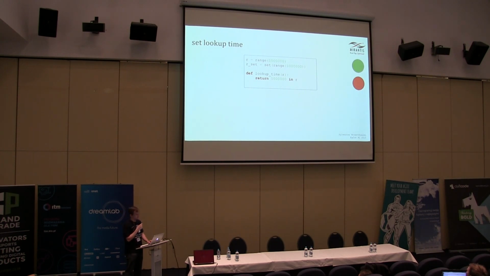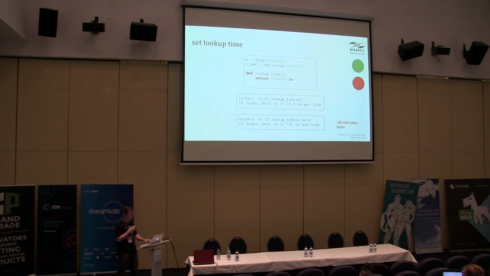And we have here something really nice. In the first line we have a list, and in the second line we have a set, and we're trying to measure the lookup time. We have 16.2 milliseconds for only 10 loops, and here 191 nanoseconds. That is about 85,000 times faster. Actually, it is a little bit cheating, because I picked the worst case ever for list, but that's okay. You will find out why it's the worst case.